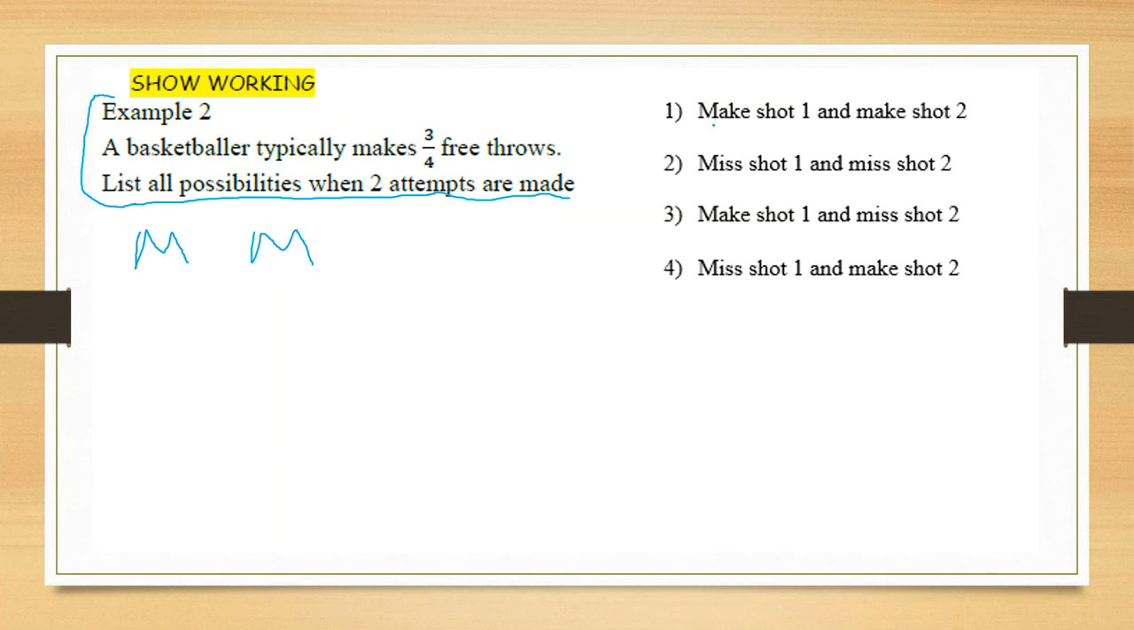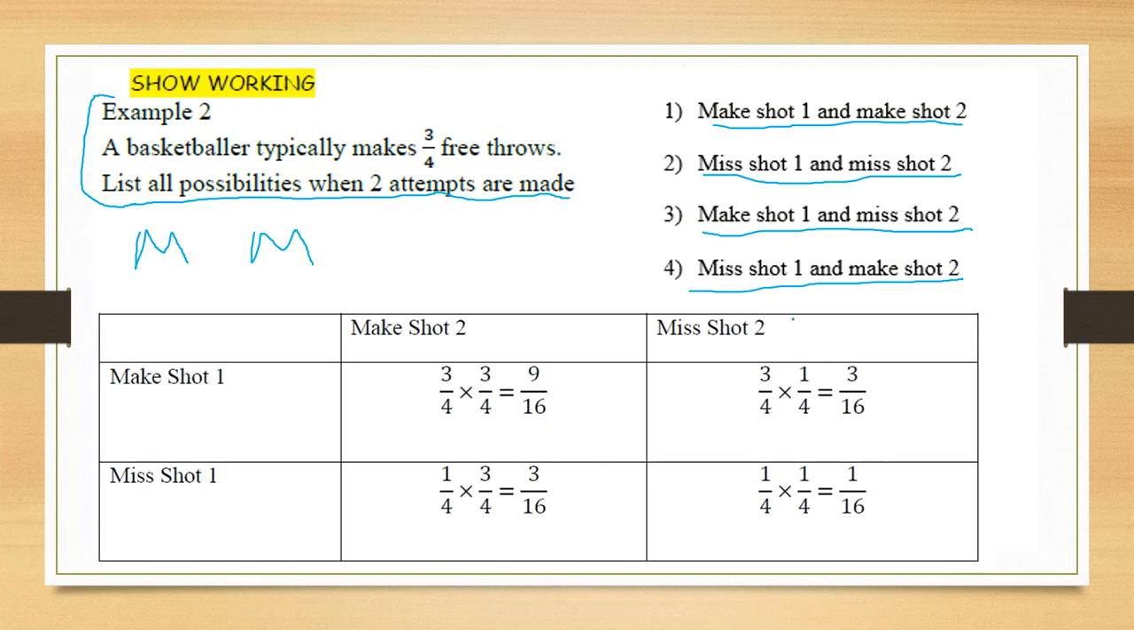He can make shot 1 and make shot 2. He can miss shot 1 and miss shot 2. He can make shot 1 and miss shot 2. And he can miss shot 1 and make shot 2. If we put this into a table, it would look like this.